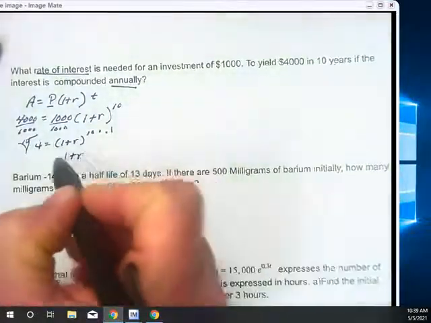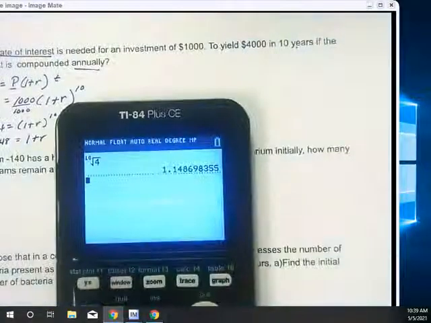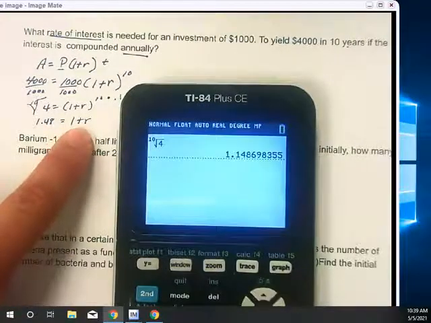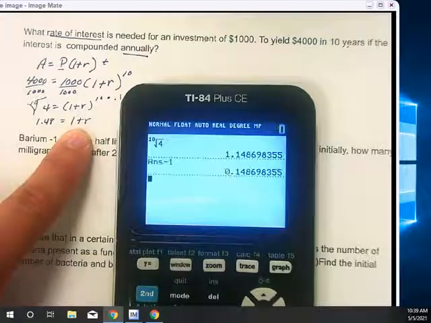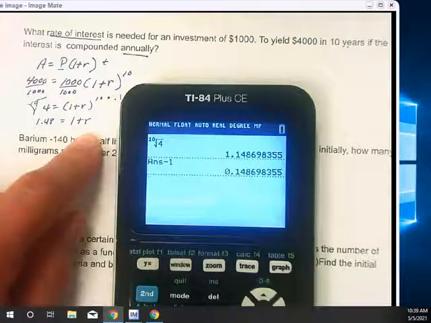1 plus r equals 1.48. And I'm going to keep that in my calculator. I'm still solving for r. So how do I undo a plus 1? I'm going to subtract 1 from the exact value. This is r as a decimal. I need my answer r as a percent.